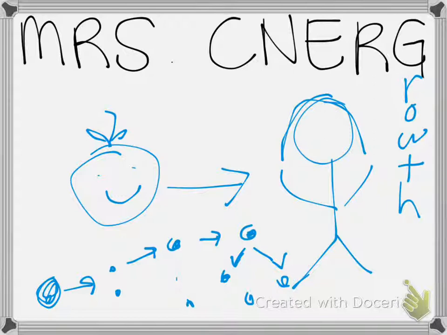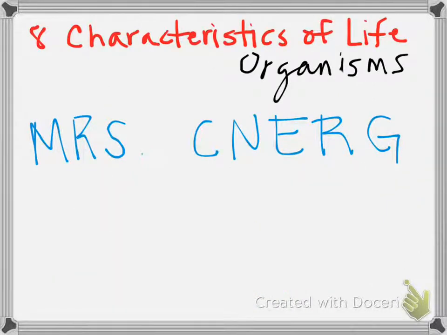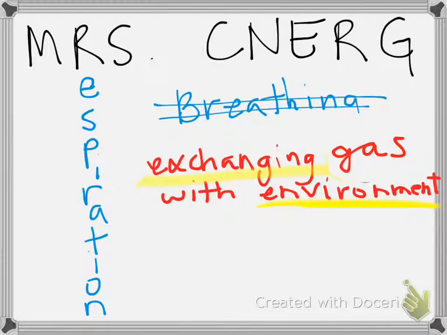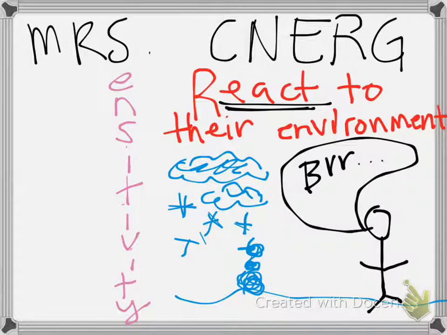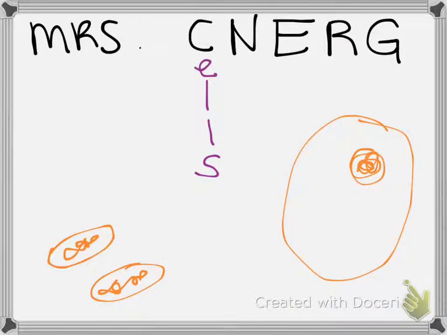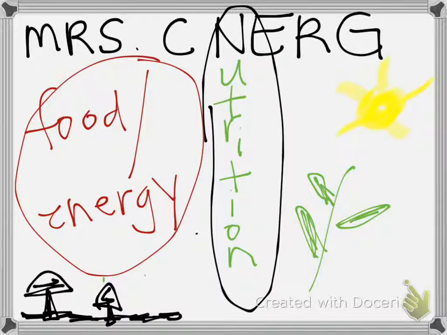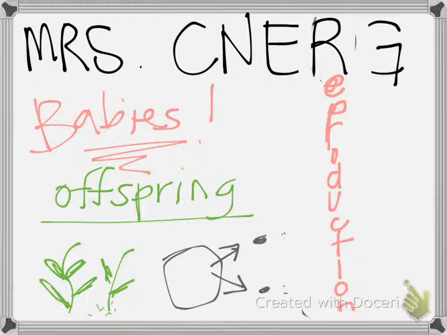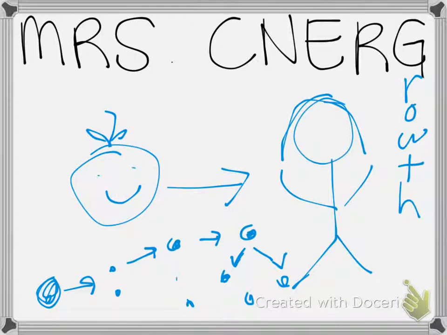Let's just review really quickly all the different parts of Mrs. Cnerg. So Mrs. Cnerg, remember, includes movement, respiration, sensitivity, reacting to your environment. The C stands for all living things are made of cells. The N is all living things need nutrition. All living things need to be able to excrete wastes or get rid of their wastes. The second R stands for reproduction, being able to make offspring. And the G stands for growth.